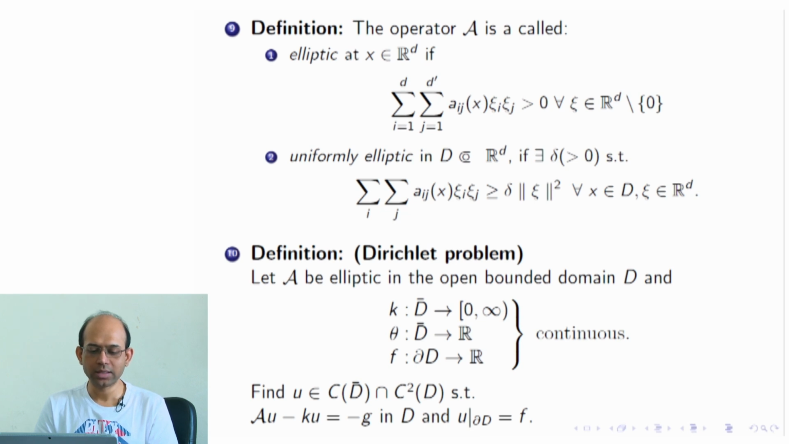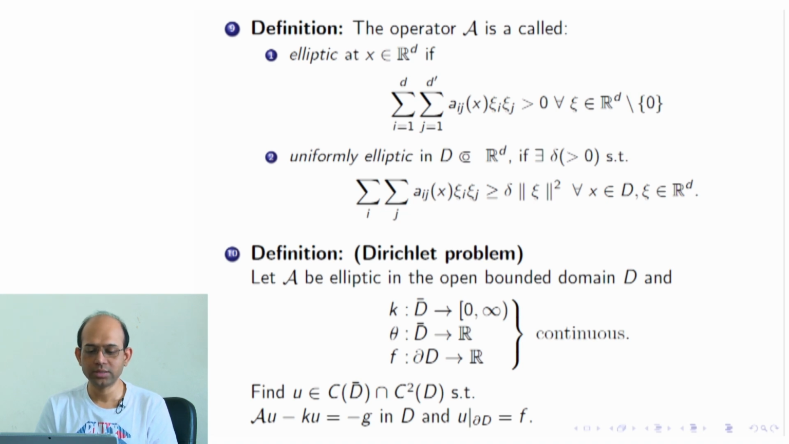So we ask: what is the solution of this equation? Find U, which is continuous on the closure of the domain and twice differentiable inside the domain, such that this is true. Where these K and G are given this way. Here, this is G, this is a typo, it is not theta.